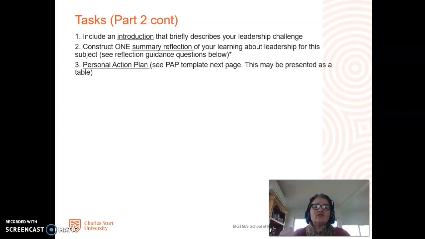the instructions say to include an introduction that briefly describes your leadership challenge. So the introduction will be the introduction to your journal entries, and I'll explain the report format in a minute. 1 summary reflection of your learning about leadership for this subject. So that summary reflection has a number of guidance questions, which we'll discuss as well, and then a personal action plan, and we've got a template for that.